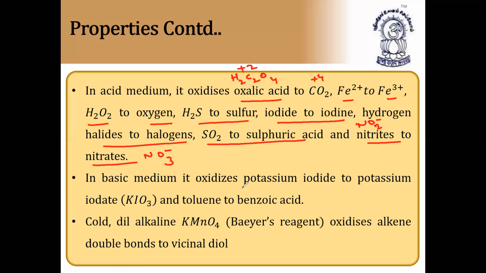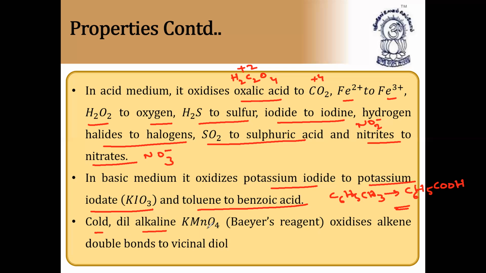In basic medium, it oxidizes potassium iodide to potassium iodate. This reaction we have already given. And toluene to benzoic acid. Toluene formula is C6H5CH3. Toluene to benzoic acid, C6H5COOH. So potassium permanganate oxidizes toluene, that is methylbenzene, to benzoic acid.